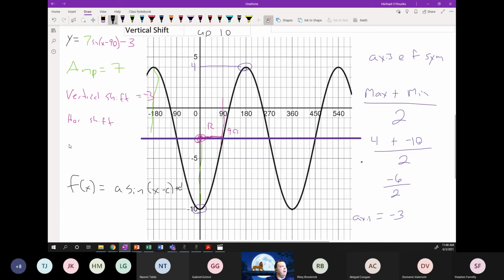Now, if you happen to write this formula, y equals -7 sine x plus 90 minus 3, that would also be right. Because all I've done here is I've shifted it, in this case, I looked at it and said, what if it shifted backwards and then I went down instead? Do you guys want to do another one of these?